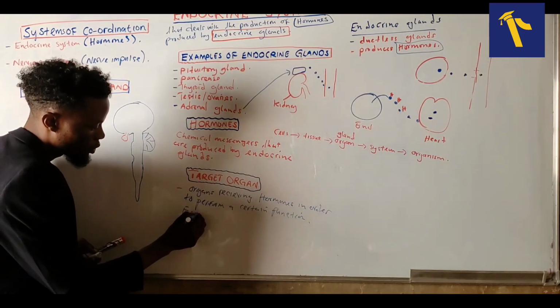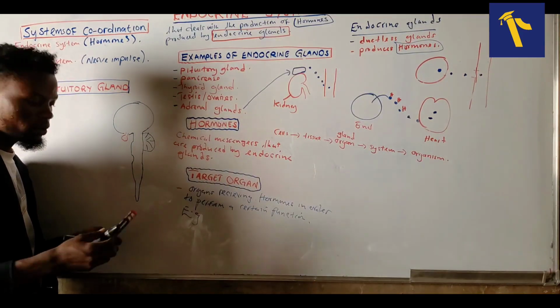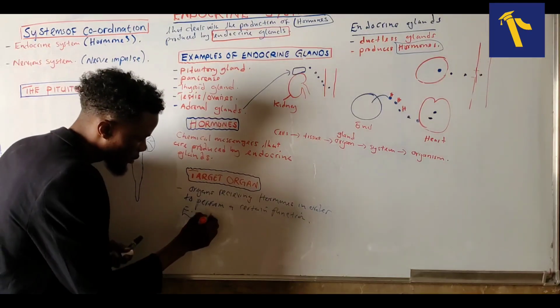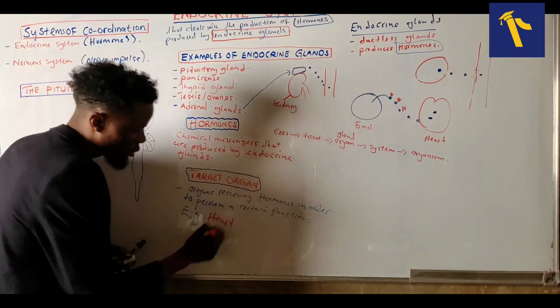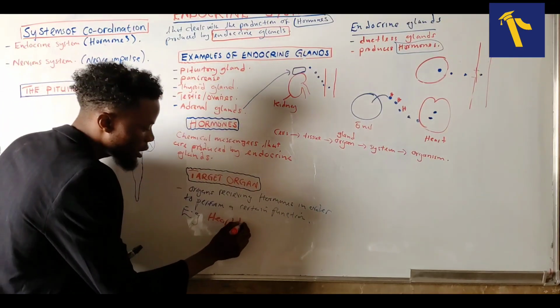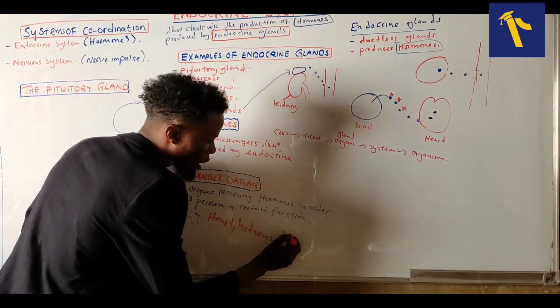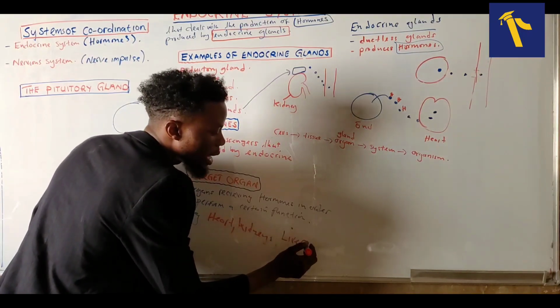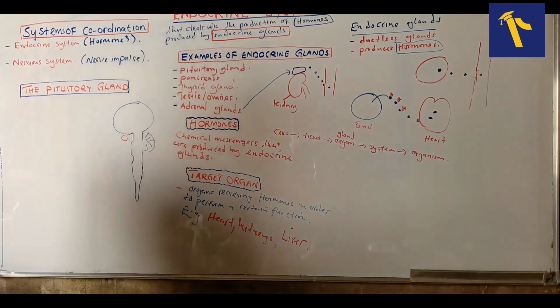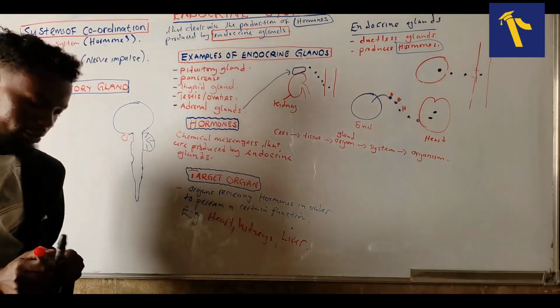For example, what are some good examples of target organs? We said heart. Okay, what else? We said the kidneys themselves. Okay, we say the liver, the lungs. It can be a lot of them. These are what we call target organs.